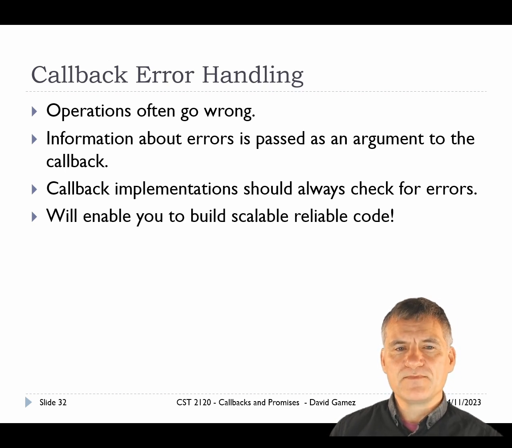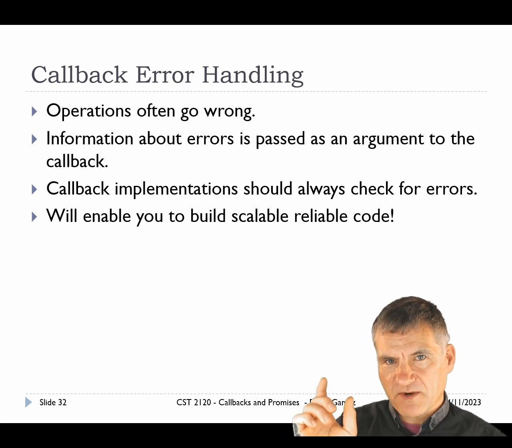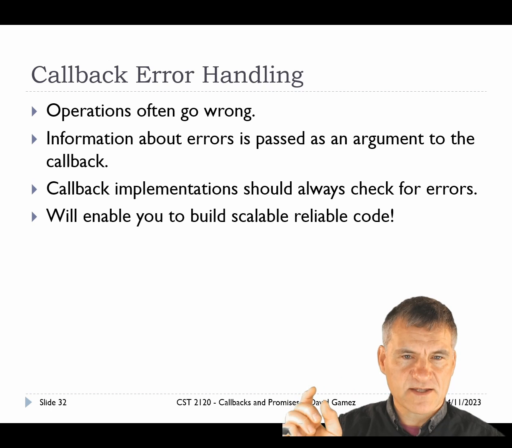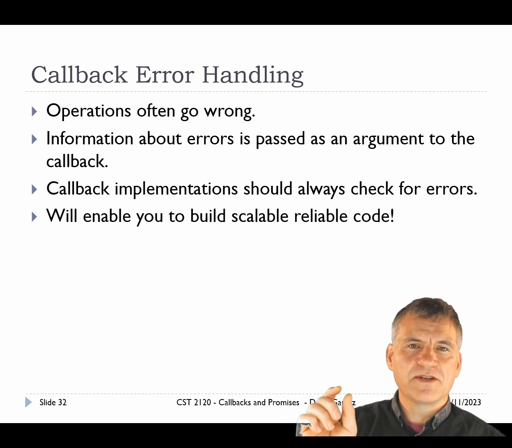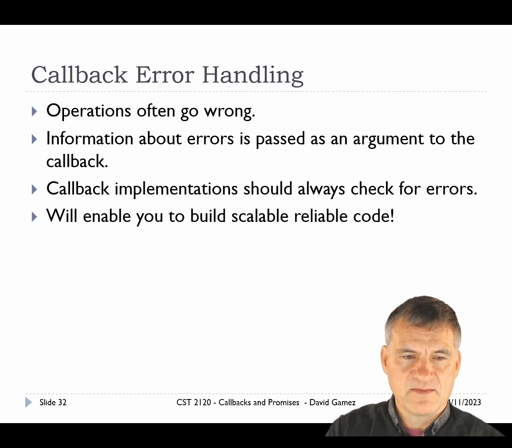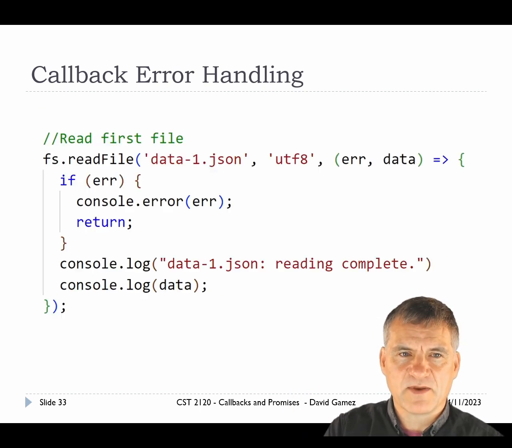So in callbacks, you remember there were those two arguments. We had the error argument in the callback as well as the result argument. So all we have to do to check for errors is to see if that error exists, and if so, we output that error message. That'll really help you when you're building your code.